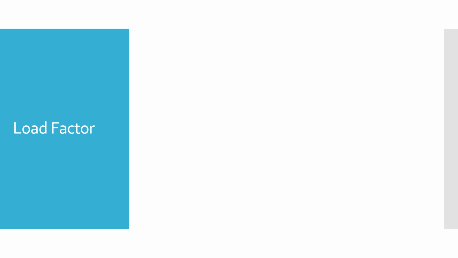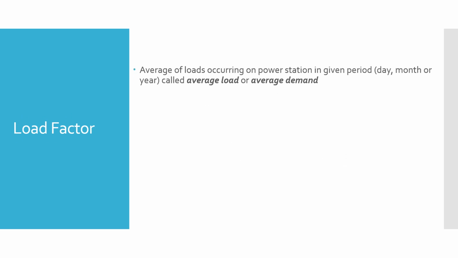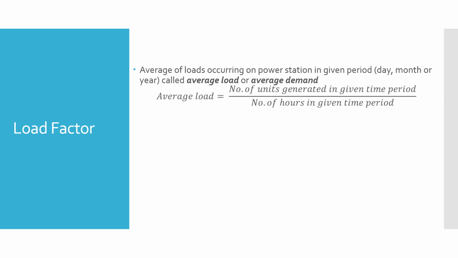Now let us talk about load factor. The average of loads occurring on a power station in any given period, be it a day, month or year, is called the average load or average demand. This is obvious, so I'm not going to go into details about it. Average load can also be calculated from this formula. You take the number of units generated in any given time period, by units we mean the energy in kilowatt hours, divide them by the number of hours in that time period, and you'll get the average load during that time period.